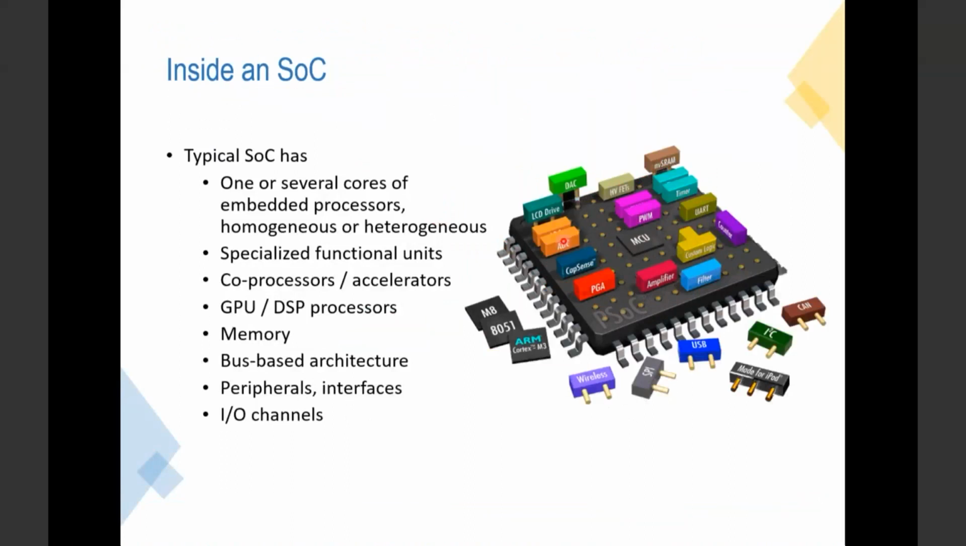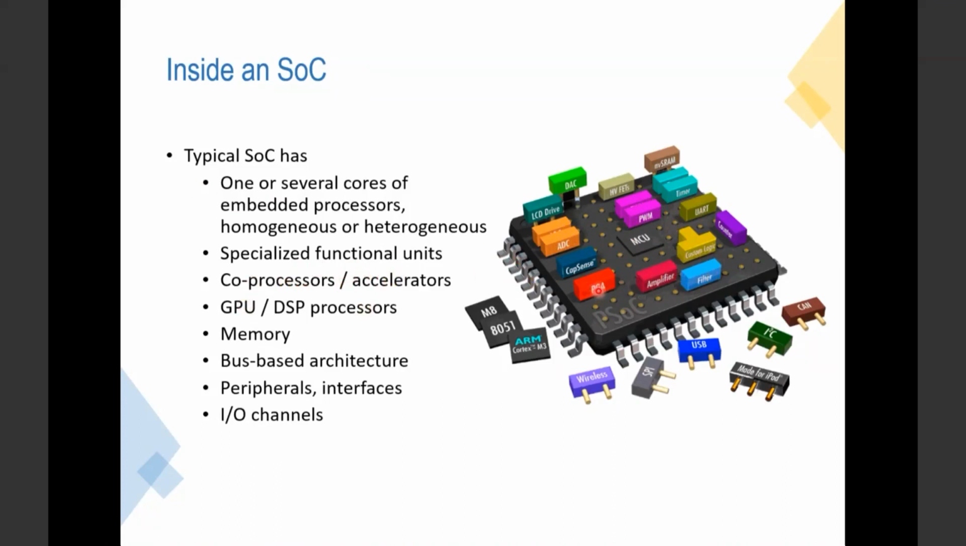So these are the typical components inside a system on chip. You may have one or several cores of embedded processor. Maybe you have one core processor, or you can have two core processors inside the same chip. Then you have specialized function units such as ADCs, pulse width modulation, UART, etc. inside the same chip. A core processor or accelerator you can also put inside the same chip.